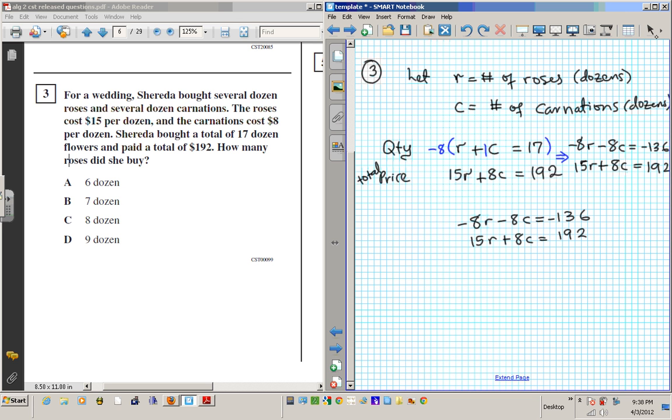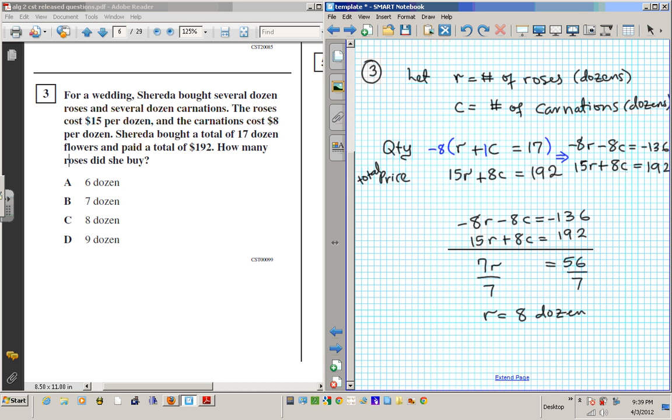Now these two are opposites. If you look at the C's, they're now opposites. That's what I wanted, right? Because when I combine them, they're going to get eliminated. So when I combine them, these two cancel out, and you're left with 7R equals 56. When I divide both sides by 7, I'm going to have R equals 8. So basically, we're going to have 8 dozen roses.